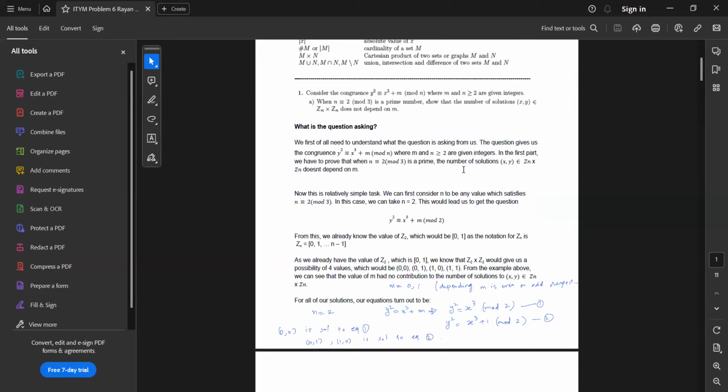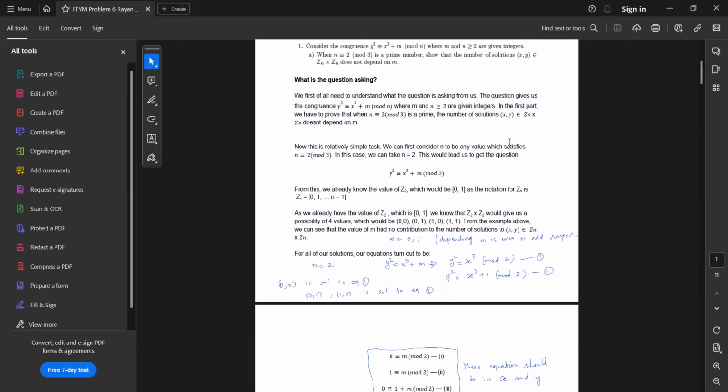Okay, for part number 1, consider the congruence y square is congruent to x cube plus m mod n, where m and n are greater than or equal to 2 are given integers. When n is congruent to 2 mod 3 is a prime number, show that the number of solutions (x, y) in Zn x Zn does not depend on m.